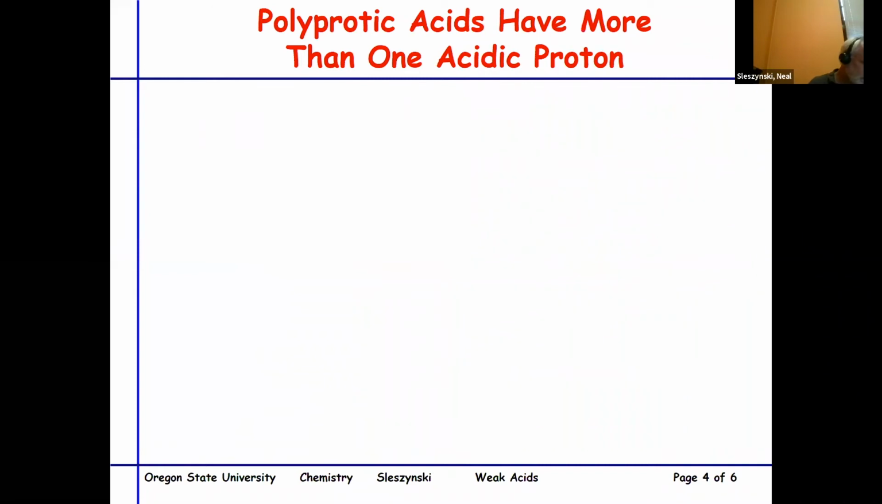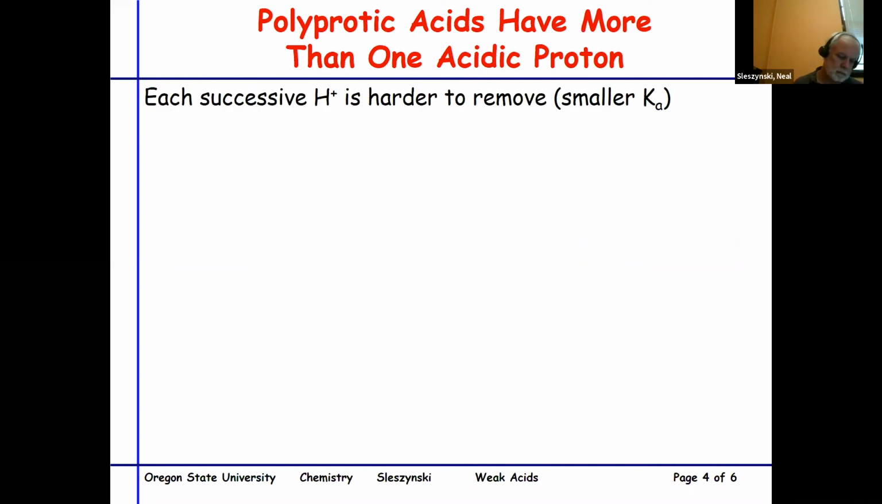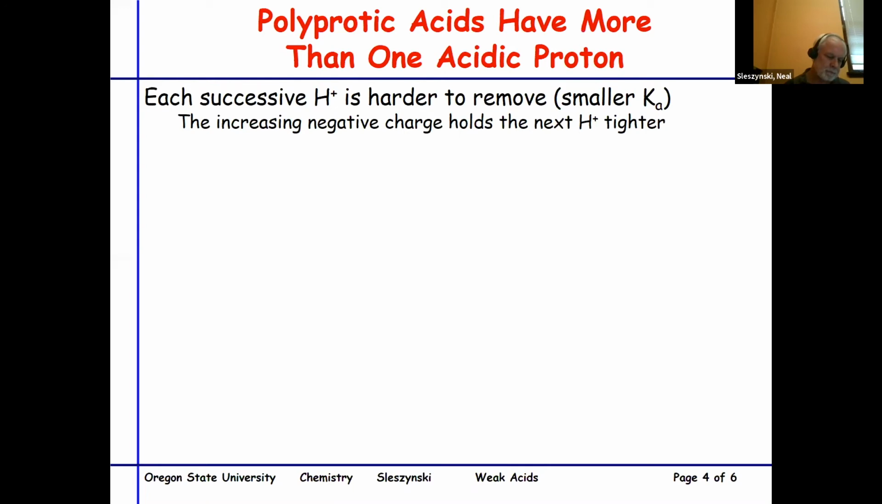Many of the acids that we will encounter are polyprotic acids, meaning that they have more than one acidic proton to lose in acid-base reactions. For polyprotic acids, each successive hydrogen ion is harder to get off, requires more energy, which means we have a smaller corresponding Ka. The increasing negative charge on the base molecule holds the next hydrogen ion tighter, which means that it will have a lower Ka. That means that it's less acidic.